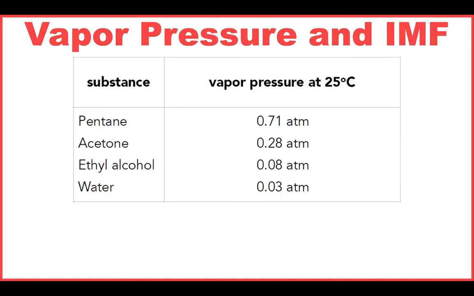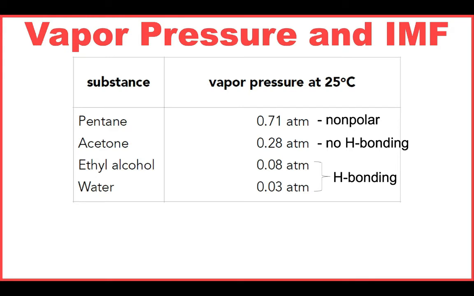Consider the vapor pressures of the following substances. Ethyl alcohol and water have very low vapor pressures. Both liquids have the strong dipole-dipole interaction called hydrogen bonding. Acetone here is polar but does not have H bonding, so its vapor pressure is of intermediate value. Now, pentane is a nonpolar substance and its vapor pressure is high compared to those of water and ethyl alcohol. I hope you can see the pattern.